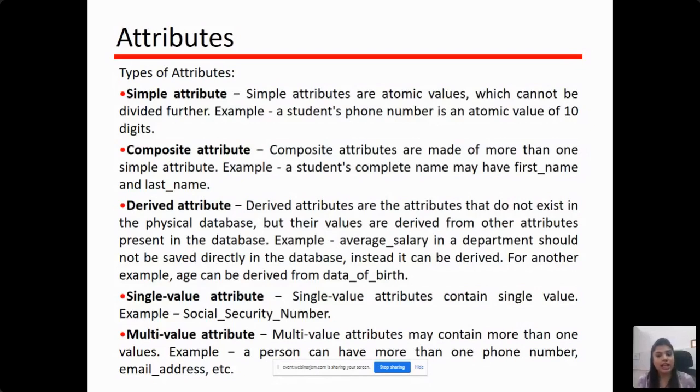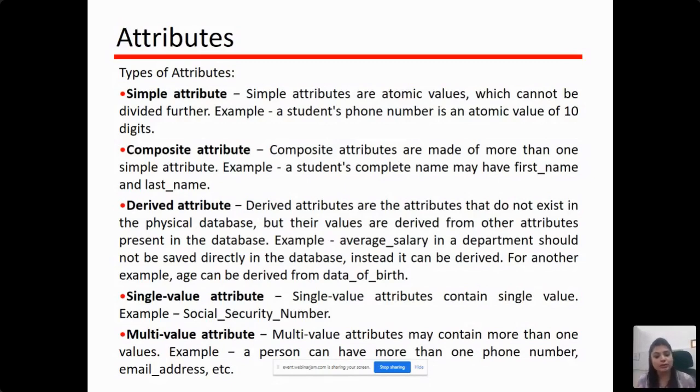Okay, so they actually do not exist in the physical database anywhere, but their values can be derived from the other attributes which are present in the database. Next, we have the single value attribute. For example, the student ID, that is just a single value. It cannot contain any other value. Or I can say Aadhaar number, it will always have a single value. So this is the single value attribute.